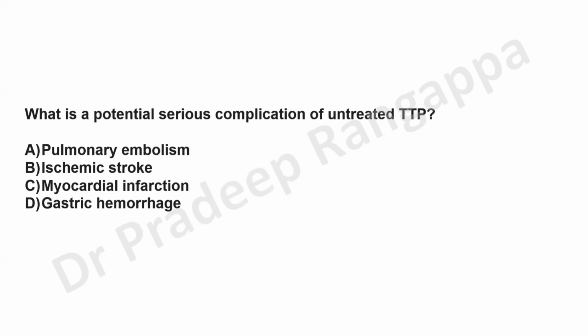What is the potential serious complication of untreated TTP? Question goes to Benjamin. Pulmonary embolism, ischemic stroke, myocardial infarction, gastric hemorrhage. Benjamin? Potential serious complication. Oh, he's got it wrong.